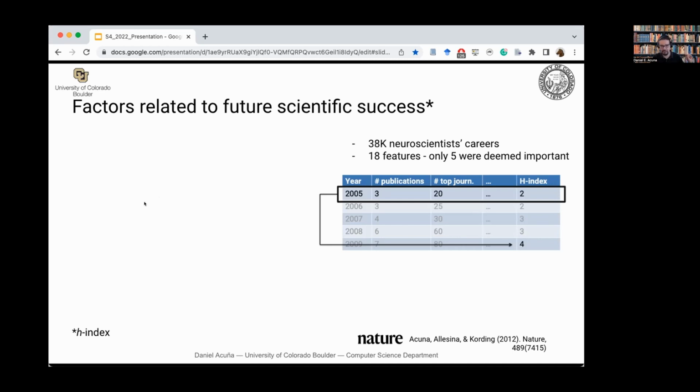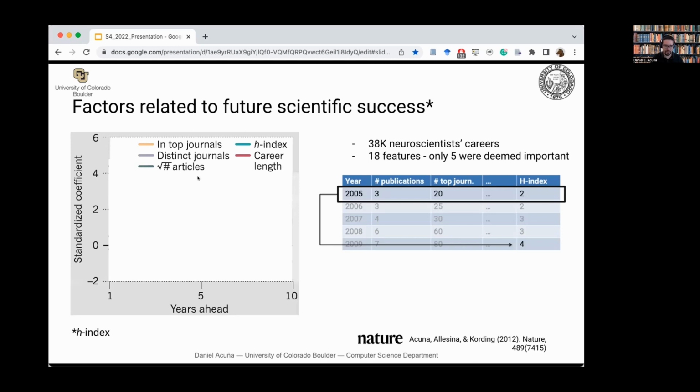For example, the publications, the journals that you publish in, your colleagues, your mentor, etc. We have like 18 features. What are the things that are most important for predicting your H-index in a number of future years? So we looked at 2 years all the way up to 10 years. And we discovered that these are the most important factors.